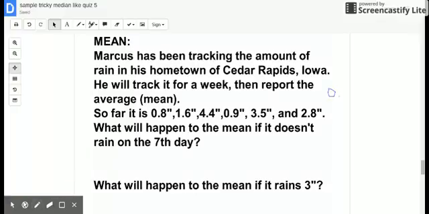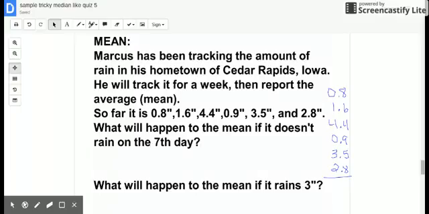It's 0.8, 1.6, 4.4, 0.9, and 3.5. Finally, he's got another day here, 2.8. So, maybe this is Sunday, Monday, Tuesday, Wednesday, Thursday, Friday, and he's recorded all of these days. Now, you should be writing this down on your paper and showing your work.